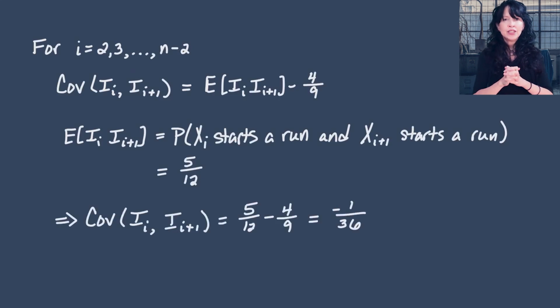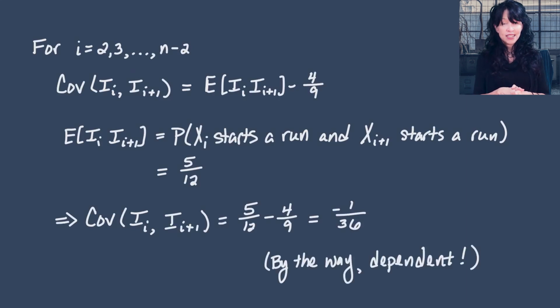The covariance between these two indicators is not 0. This tells us that the indicators are dependent. If you have independent random variables, the covariance is always 0. The reverse is not necessarily true. So if I got a covariance of 0, I still am not sure whether the random variables are independent or dependent. But the covariance being non-zero shows us that these random variables have some dependence. So it's a good thing we didn't try to pull that sum out of the variance of the sum of the indicators. So we have the covariance between I sub i and I sub i, and the covariance between I sub i and I sub i plus 1.